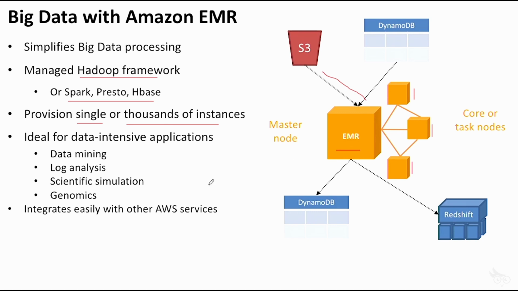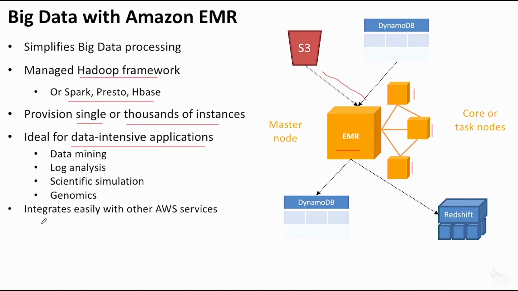Amazon Elastic MapReduce is a very ideal service for these kinds of very data-intensive applications. Perhaps we want to do some data mining. We want to do scientific simulations like weather modeling. We want to do genomics. Whatever it is, when we're dealing with terabytes or petabytes worth of data and we have very complex questions that we're trying to answer, Elastic MapReduce is a really great tool for that.